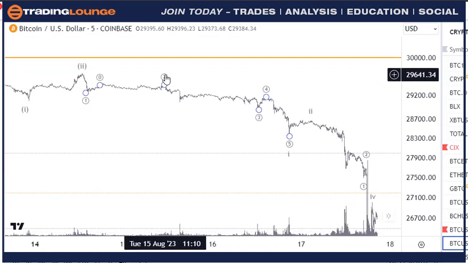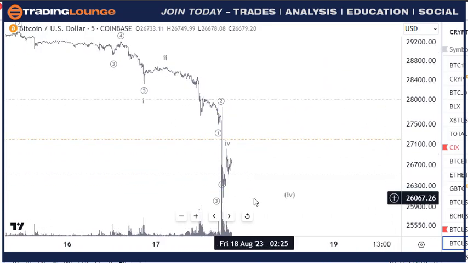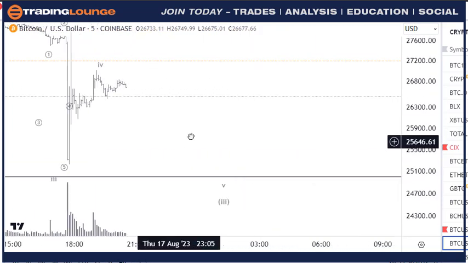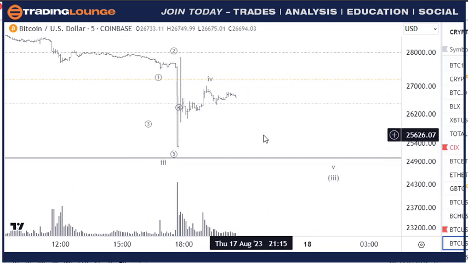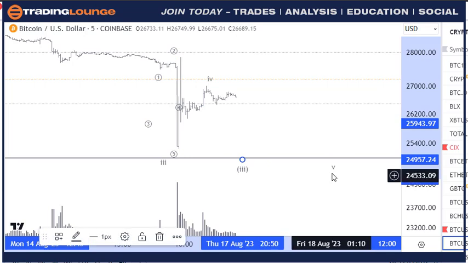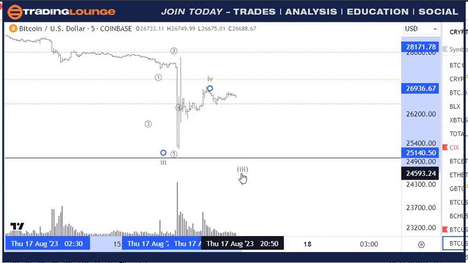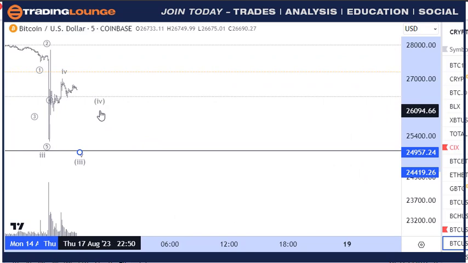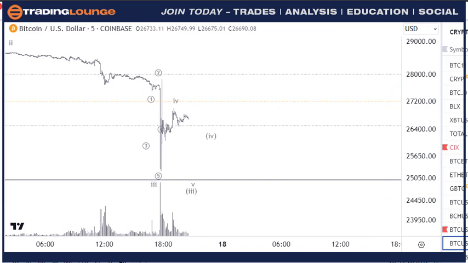So we've got 1, 2, 3, 4, 5 for 1 and 2 here, and then 1, 2, 3, 4, 5 in here for the third down here. It's a little bit messy in here, but I see this rally up here still needs to come down for this wave 5 of 3 over here, and then wave 4 over here, wherever wave 4's gone, and then wave 5 to come down here further. So there's a bit more to come down here, I think.